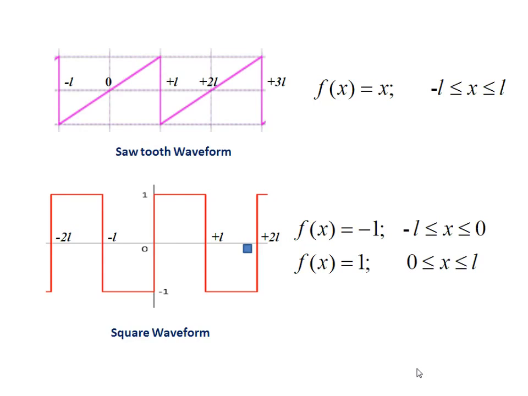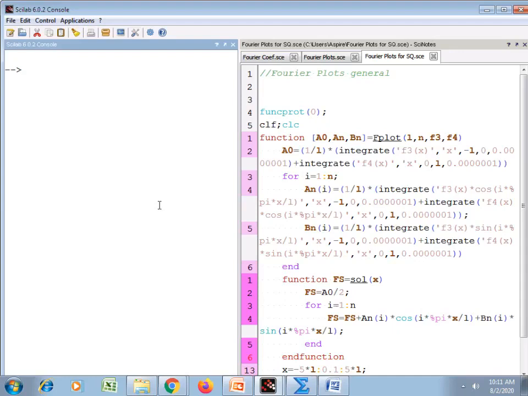But if the periodic wave is defined by two separate functions for the first and second half periods, for example the square wave shown in the second figure, defined by the function f of x equal to -1 for minus L to 0 and +1 for 0 to L, then for this we cannot use the same program. Therefore we need to modify it. So here is the modified program for such cases.